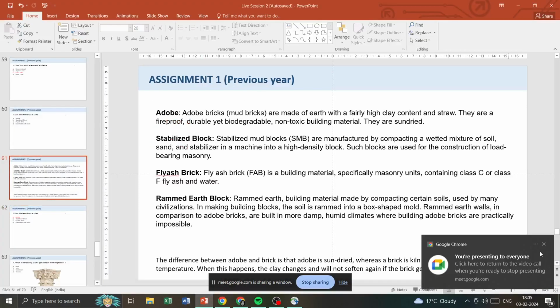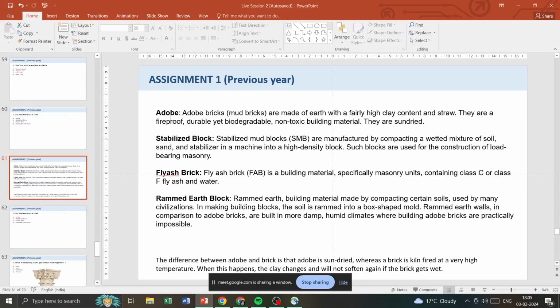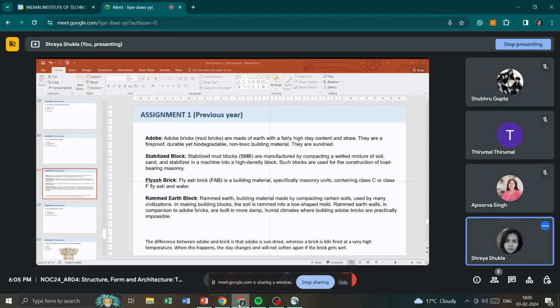So adobes are made of earth with fairly high clay content and straw. They are fireproof and durable yet biodegradable. Stabilized blocks are made of a wetted mixture of soil, sand and stabilizer in a machine into a high-density block. And such blocks are used for construction of load-bearing masonry. Fly ash brick is a building material, specifically masonry units containing class C or class F fly ash and water. And rammed earth block building material is made by compacting certain soils used by many civilizations.